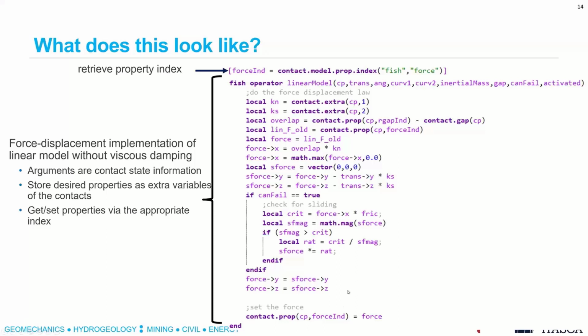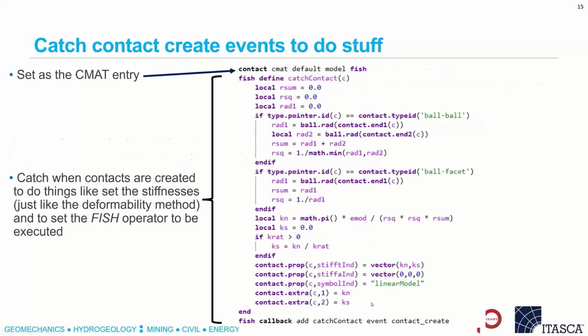When you do the computation, you can set this new value of the force as a property of the contact model. Then, similar to other contact models in PFC, you can add this contact model to the contact model assignment table. So by default, when a contact is created, this model, a FISH model, will be assigned.